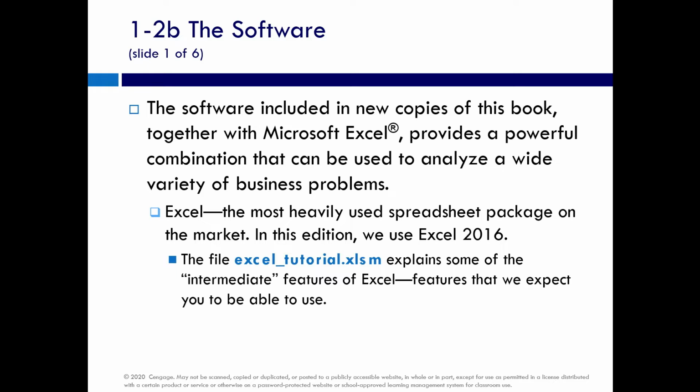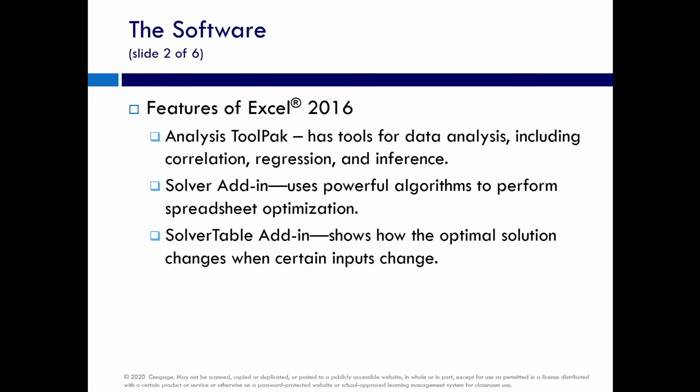The software we're going to use is Microsoft Excel. Excel, as we've learned, is the most powerful spreadsheet. There's a file that we're going to play with, so these are some of the different things we're going to be looking at. Analysis ToolPak has tools for data analysis, including correlation, regression, and inference. The Solver add-in uses powerful algorithms to perform spreadsheet optimizations, and the SolverTable add-in shows how the optimal solution changes when certain inputs are changed.